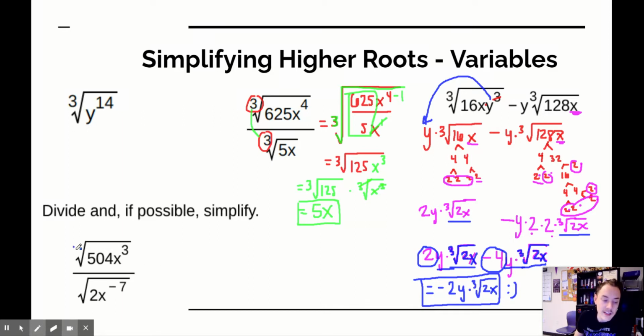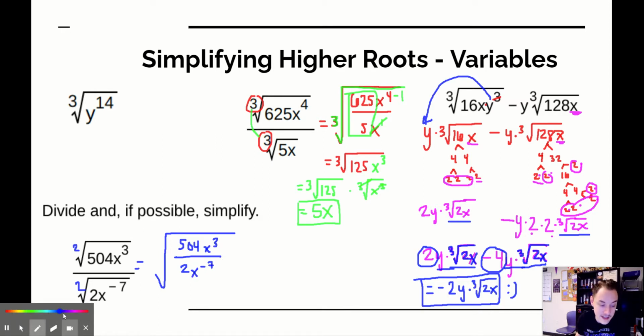So notice how this is square and that's also square. We just don't write it. That means this is underneath one big fat radical, 504, and then x cubed, and this is all over 2x to the negative 7th power. Now, just because it's the negative 7th power does not mean anything. I'm still going to combine them. So this actually means a negative and then a negative 7, that's what it means when I combine them.